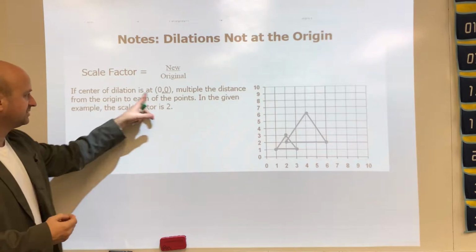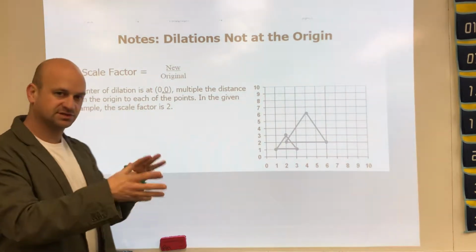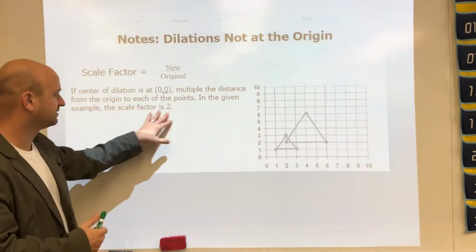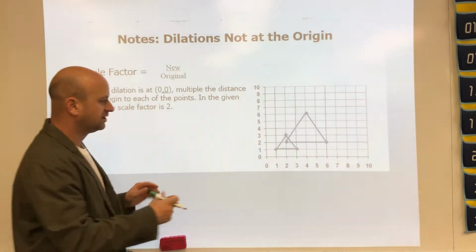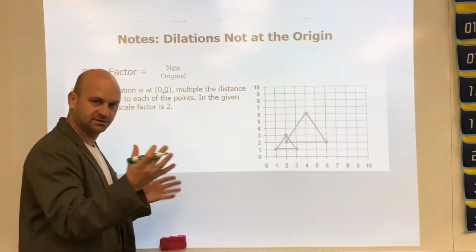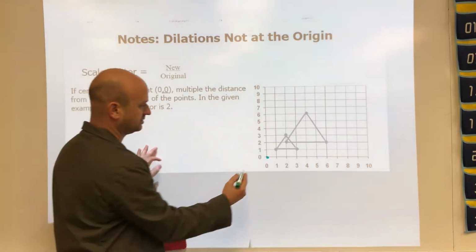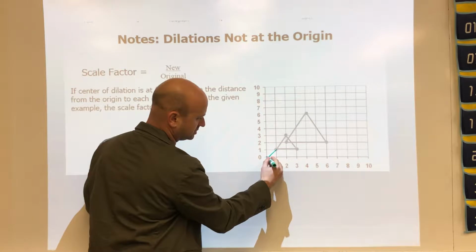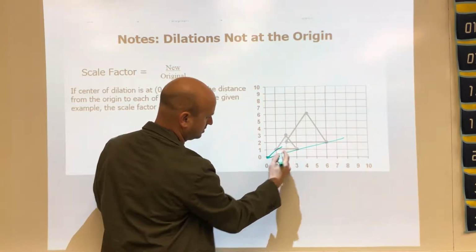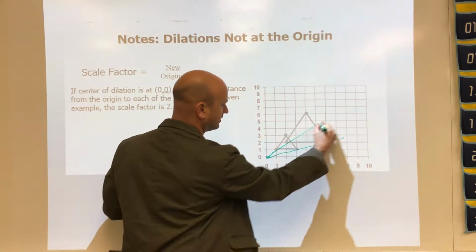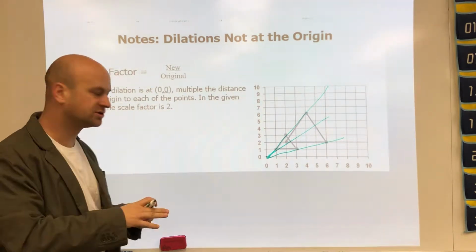So in this case, if the center of dilation is at 0, 0, we multiply the scale factor times the coordinate. So if the scale factor is 2, you multiply that. Okay. Now here's a different way to think of it. In the previous lesson, we said that the origin to the original shape, we could draw lines through them. Okay, and that's where the dilation will occur.